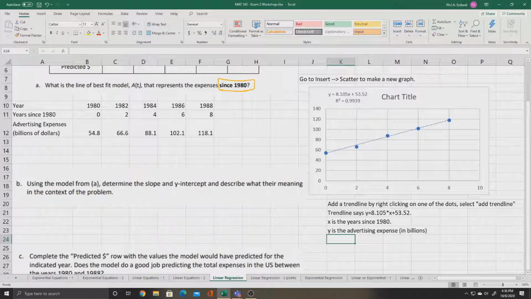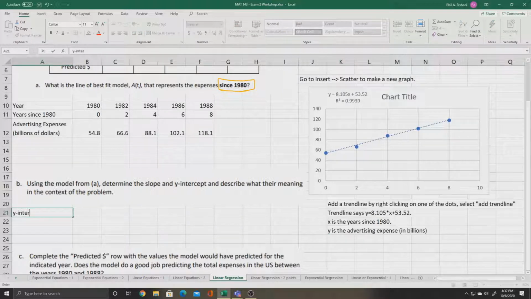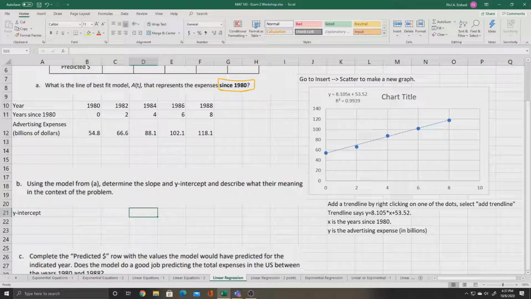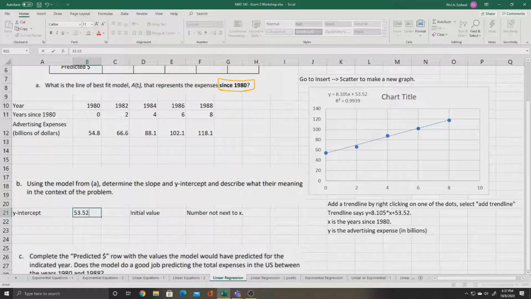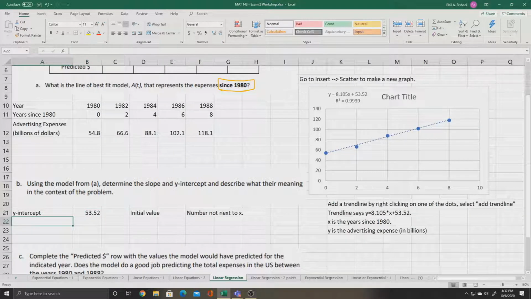Now, it asks for the slope and y-intercept. Let's talk about the y-intercept first. So the y-intercept is our initial value. That is going to be the number that is not next to x. So if we go to the trend line, the number that does not have an x next to it is the 53.52. So we can say that our initial value for the advertising expenses is $53.52 billion according to our trend line.